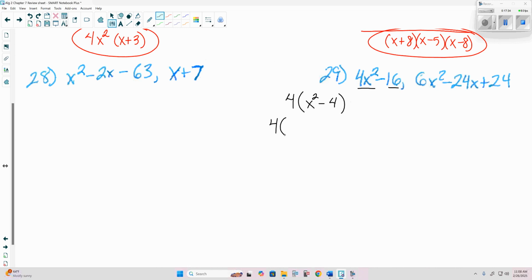And x squared minus 4 is a difference of perfect squares. And it factors as x plus 2 and x minus 2. So it's completely factored as 4 times x plus 2 times x minus 2. Okay. Our other one. There's a greatest common factor of 6. We'll factor it out first.